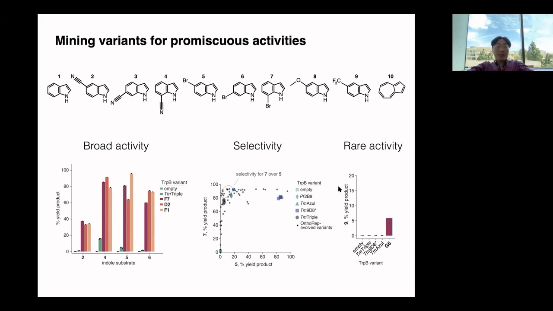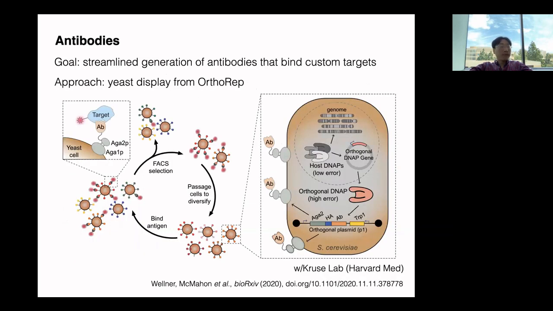So hopefully this gives you a sense of why the depth and scale of evolutionary search that we can do with OrthoRep is important in this particular case, at least, where we're trying to deliberately create diverse pools of enzymes that are highly functional to mine for their promiscuous activities. One of the latest things we've done with OrthoRep was to do antibody evolution.